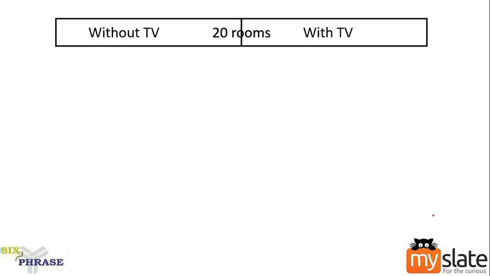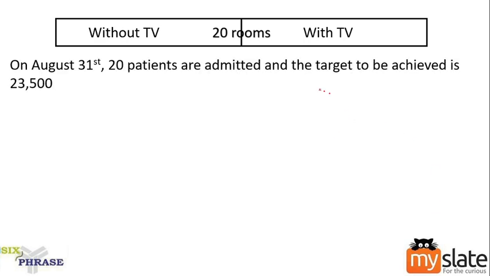So what is our target? We have considered the date August 31st. Our target is 23,500 rupees, and the number of patients on August 31st is 20 patients. We derived all these data. So considering August 31st, this is input. This was calculated by us. So now we need to know how many TVs we can have so that this target can be achieved. So the number of TVs can be in which range? Either I can go with no TV at all.